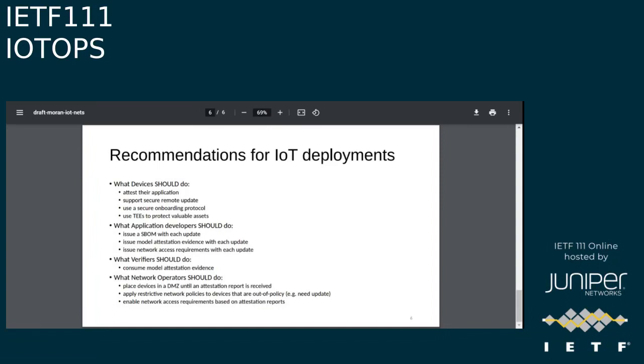Application developers should issue a software bill of materials with each update, and issue model attestation evidence with each update. And they should issue network access requirements with those updates as well. Verifiers should consume model attestation evidence.